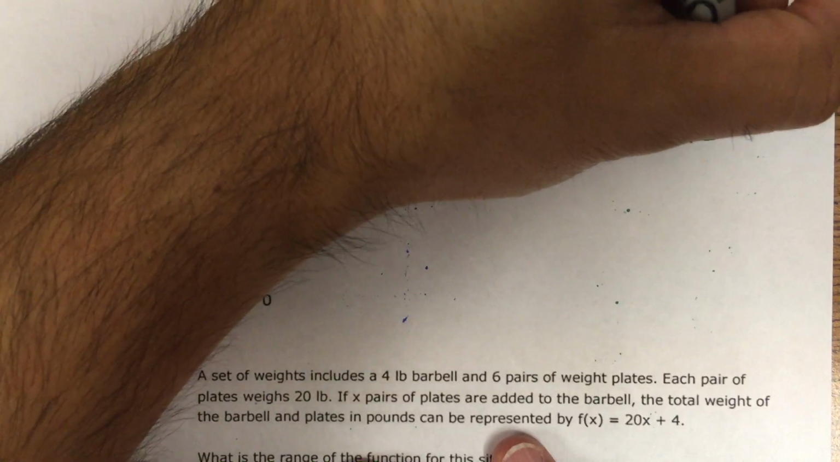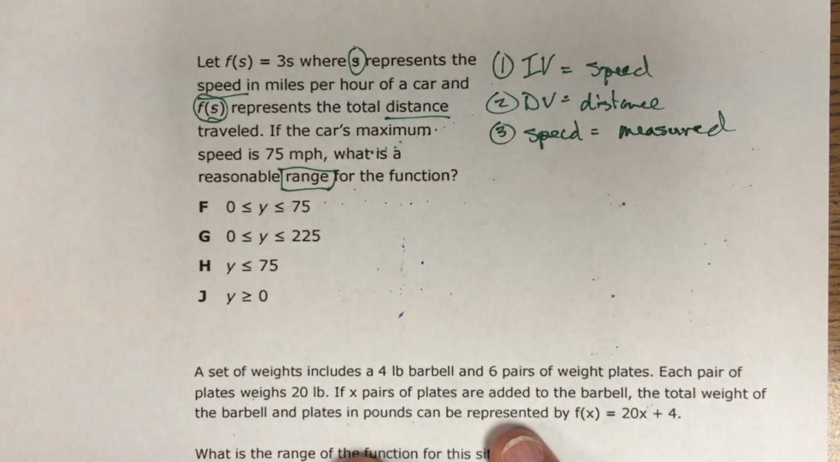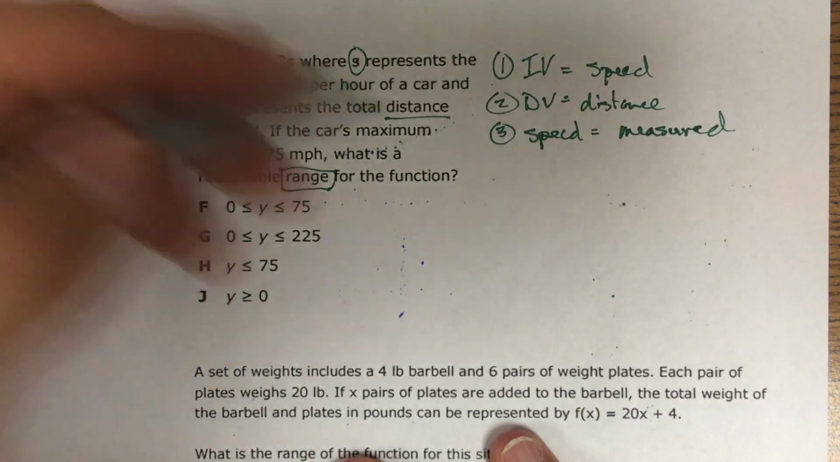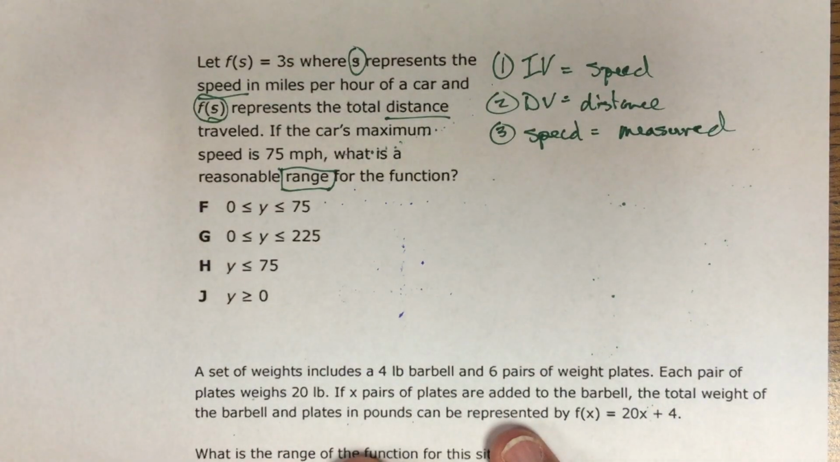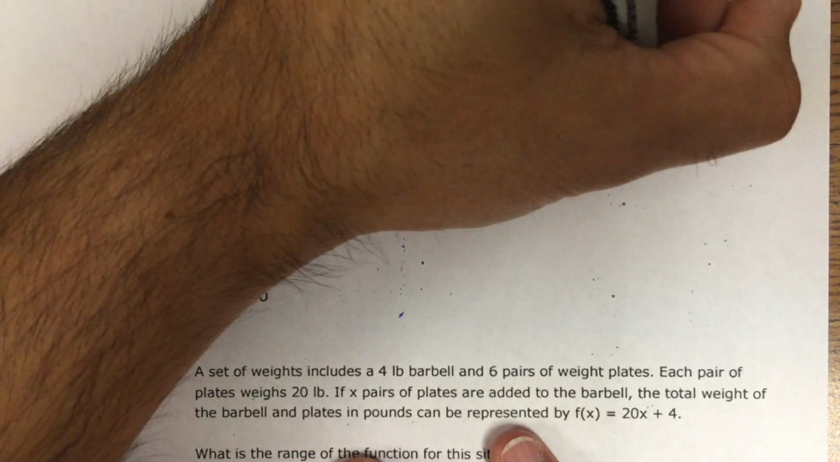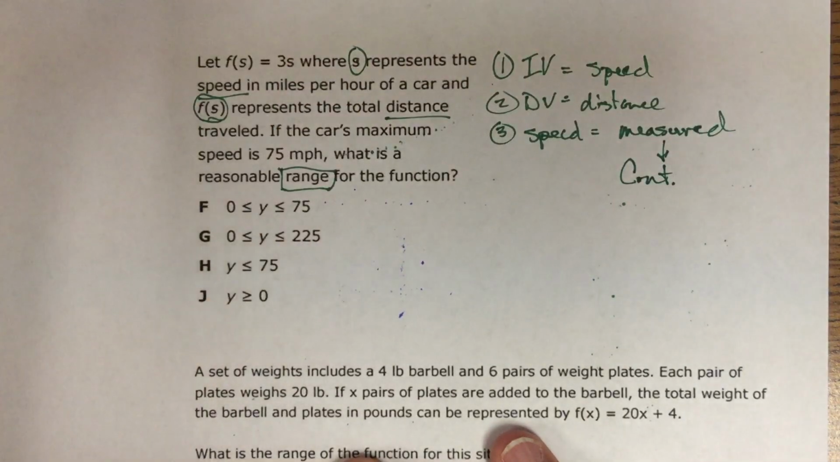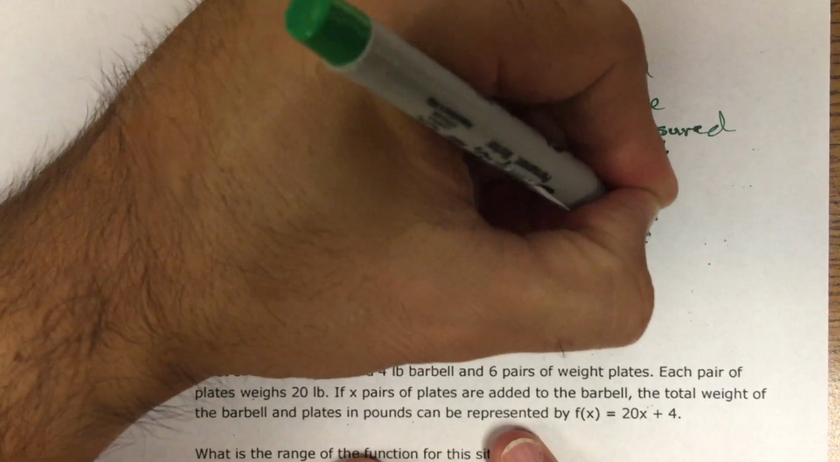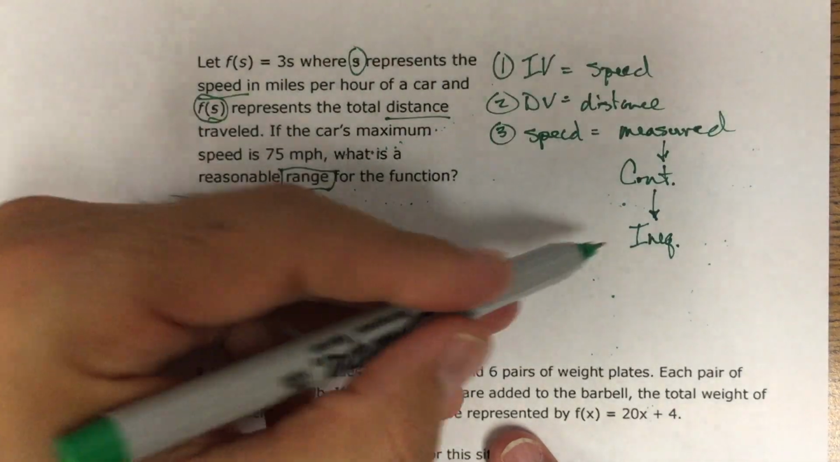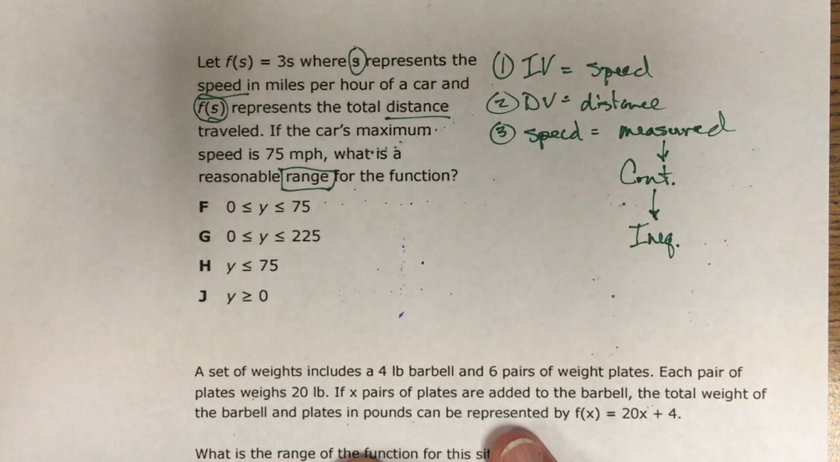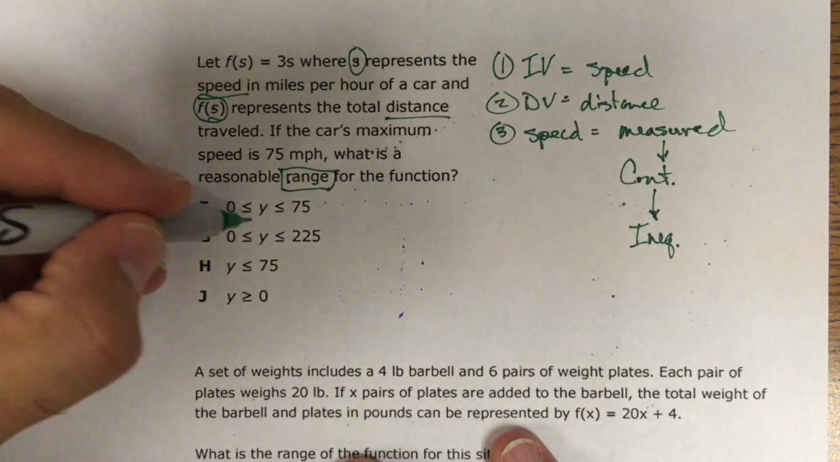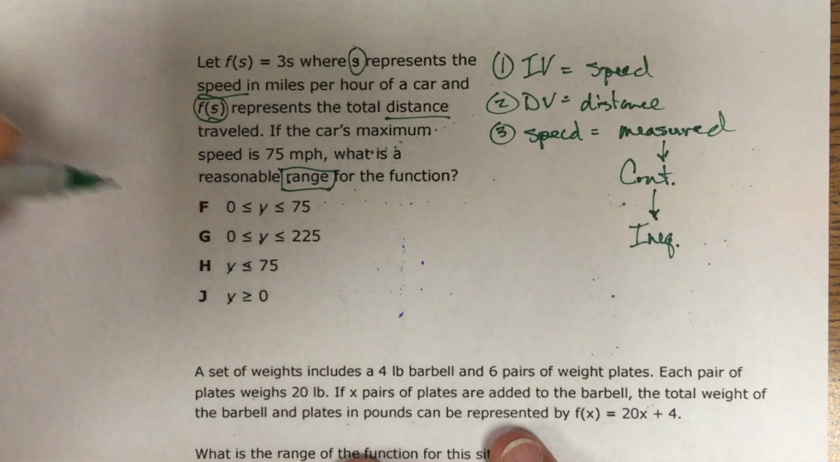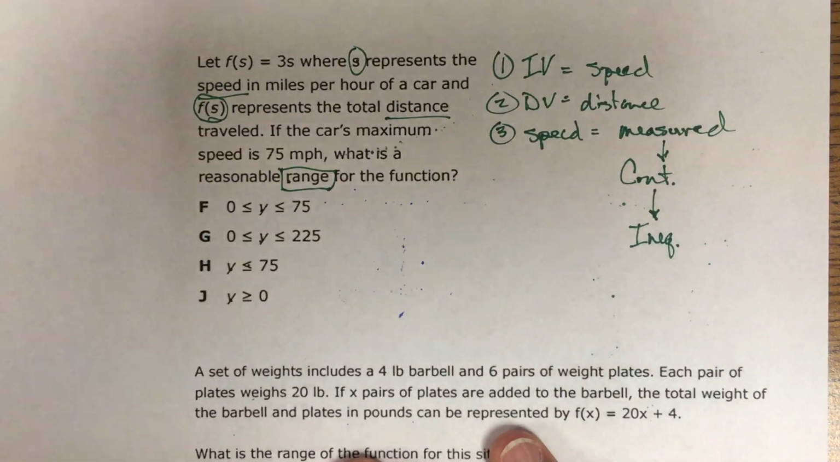All right, think about it this way. When the police officer is trying to figure out what speed you're going, he uses a radar gun, and that radar gun is measuring the speed that the car is traveling. So it's definitely going to be measured. So now that we know this is going to be measured, it's going to be a continuous function, which means that we need to use inequality notation. That's good because all of our answers are in inequality notation. We're looking for the range, and all of these are y. Y is the range, so that's good. All of these are range values.